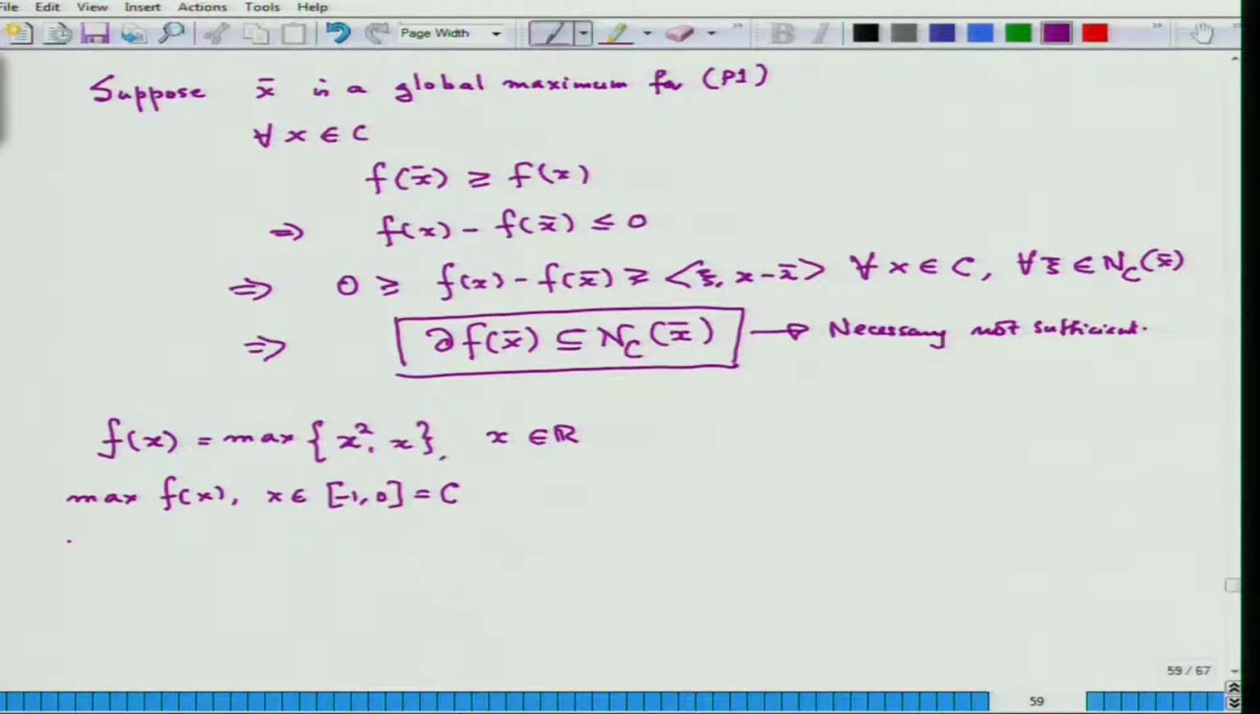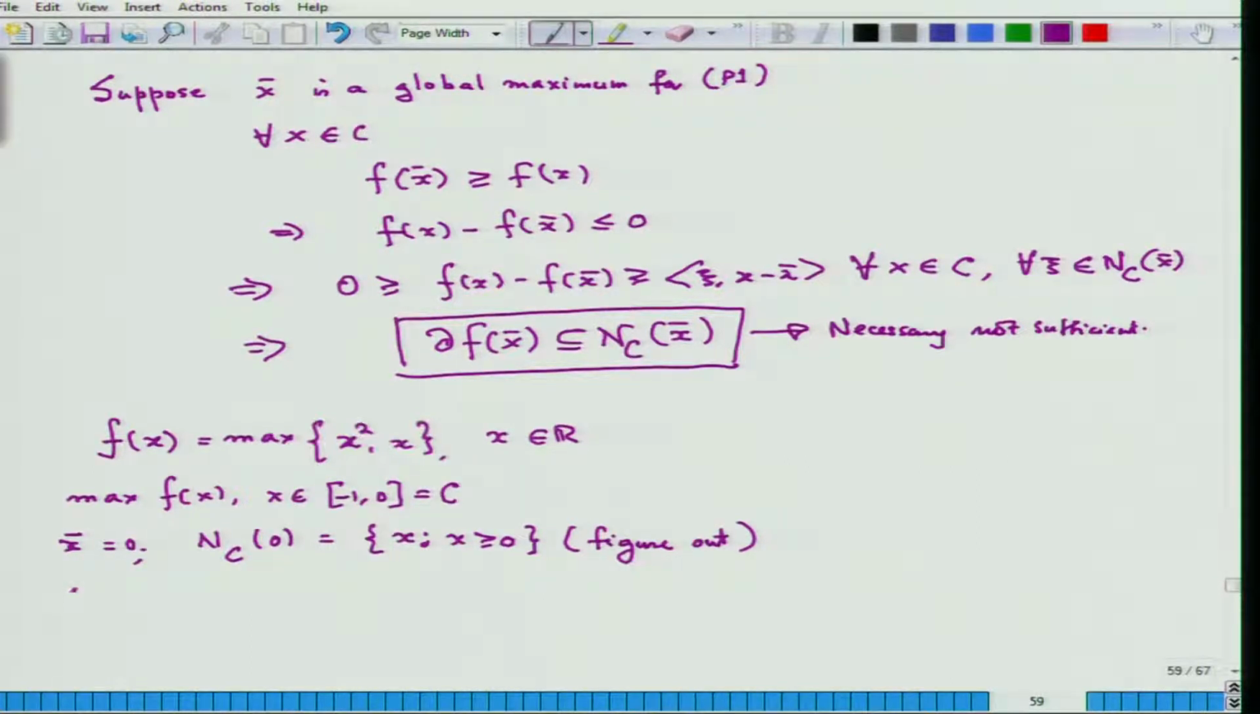I will show a point where this condition would be satisfied, but that point will not be a global maximizer. So, let x bar equal to 0. So, N C 0 is the set of all x such that x is greater than or equal to 0. You figure out how I have done this. I will leave it to you, but it is very simple because it is on the real line. You just have to apply the notion of projection.